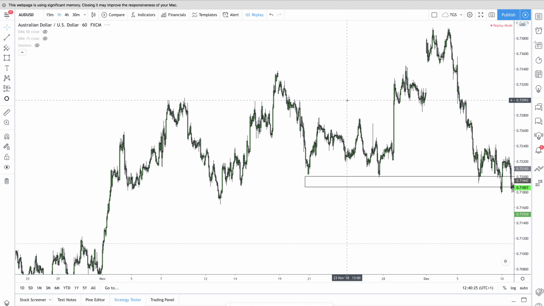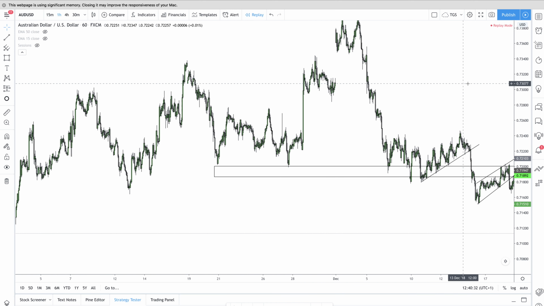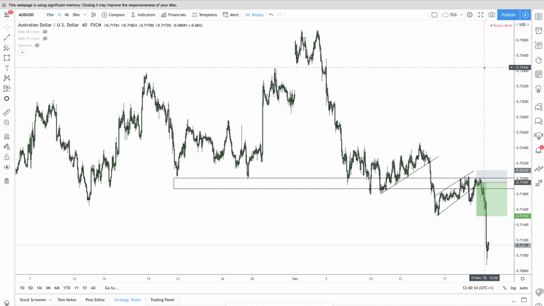You can have a mental checklist. Okay, this is my zone. I'm going to wait for it to break, pull back. This is the candlestick pattern that I want to see, and then I'm going to enter a trade. And that's how you can make Forex so much easier.